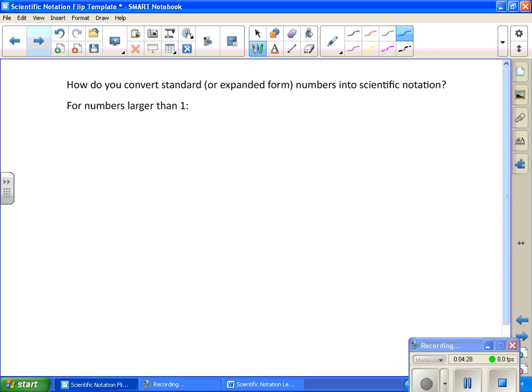So how do you convert from standard or expanded form numbers into scientific notation? There are two types of numbers: numbers larger than 1 and those that are smaller, or fractions of 1. We'll deal with the larger than 1 case first. For example, I'm going to work on how to write this number, 634 million, in scientific notation.